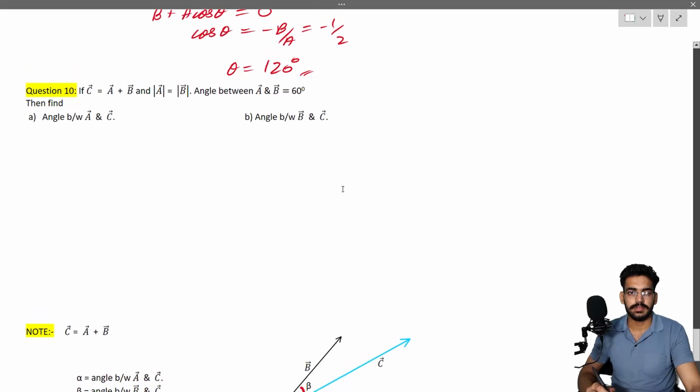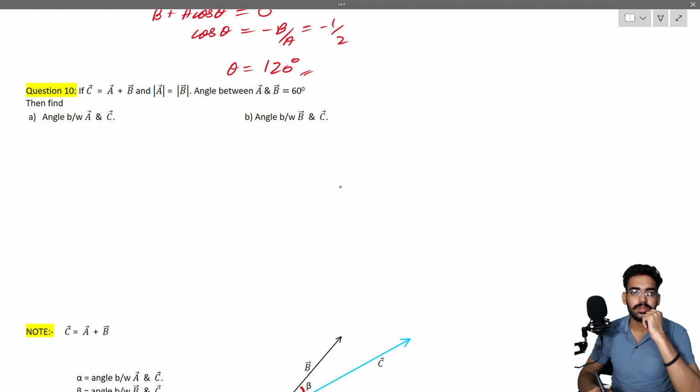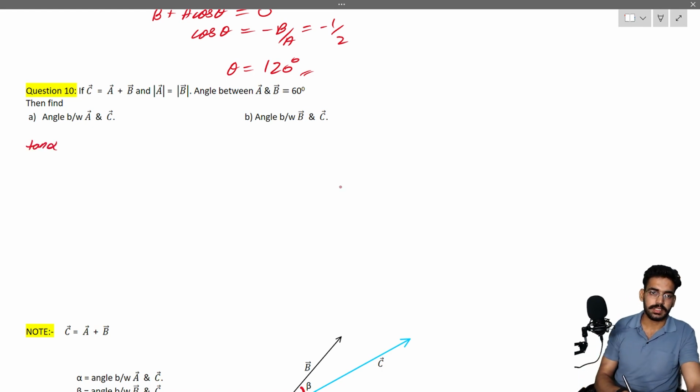question we have is, if c vector equals a vector plus b vector, and a and b magnitudes are equal, and the angle between a vector and b vector is 60 degrees, then find the angle between a and c and the angle between b and c. So the resultant and the angle he is telling us to find out. Okay, so he is saying tan alpha. What is the tan alpha? We know it is b sin theta divided by a plus b cos theta.